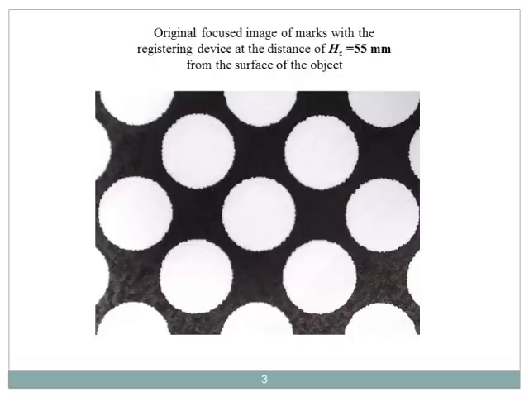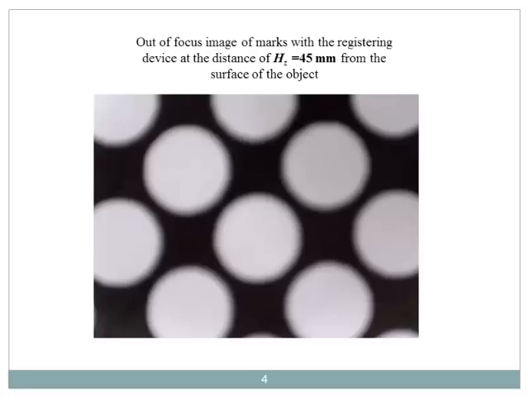Original focused image of the mark with the registering device at a distance h, which is equal to 55 mm from the surface of the object. On slide 4, out of focus image of the mark with the registering device at the distance h, which is equal to 45 mm from the surface of the object.